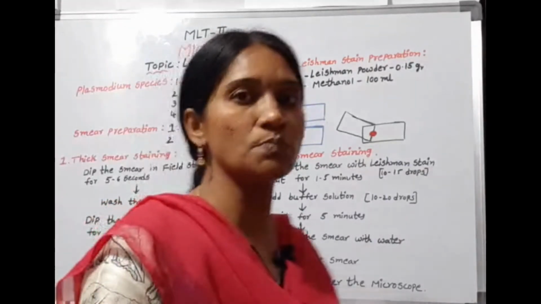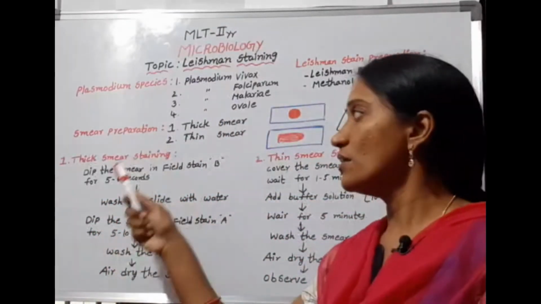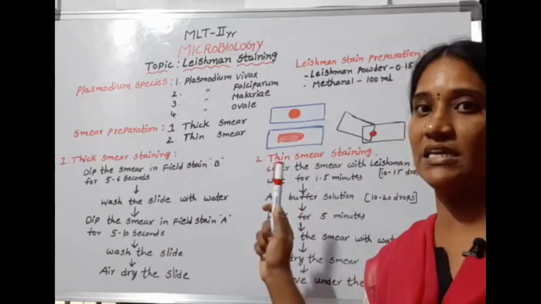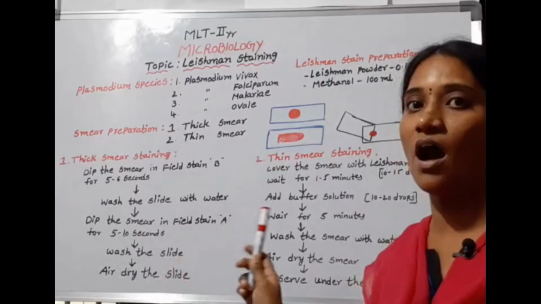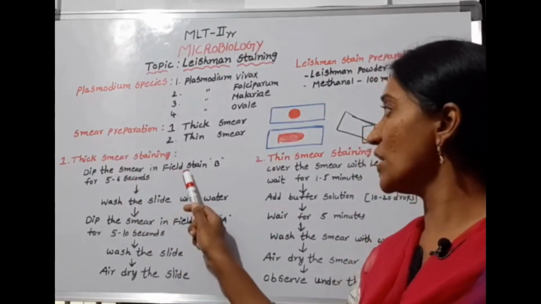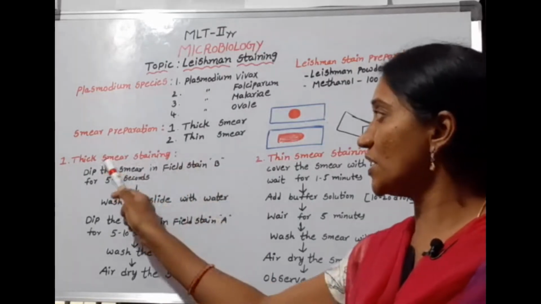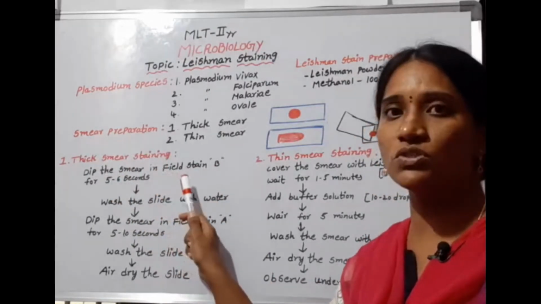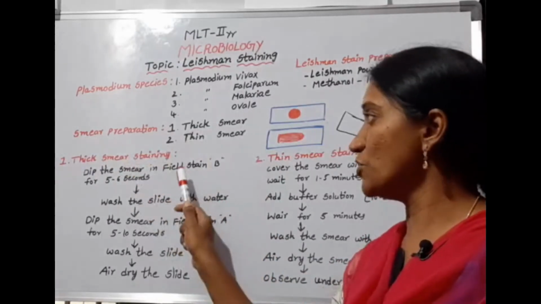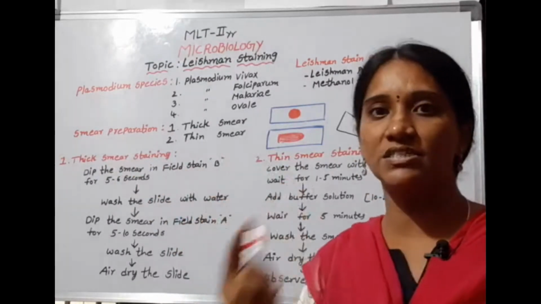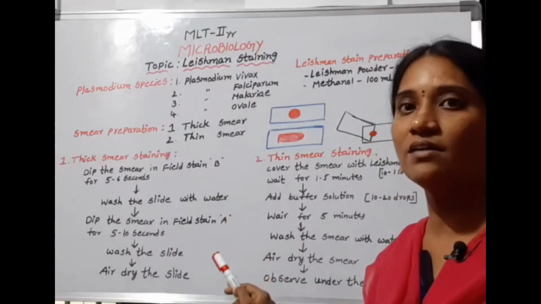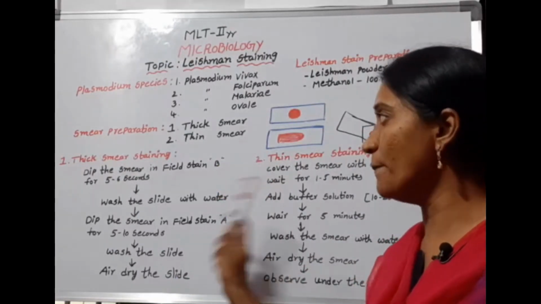For the thick smear, after preparation the smear is allowed to dry. After drying, the smear is dipped in Field stain. For thick smear staining, we use Field stains, which are of two types, A and B.